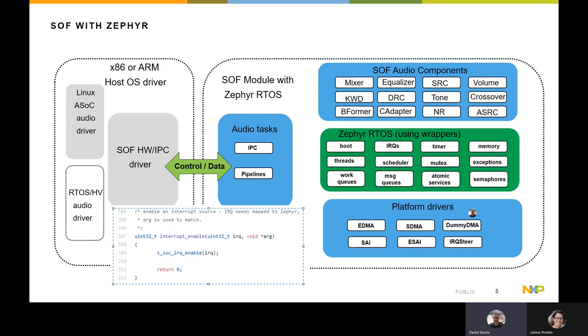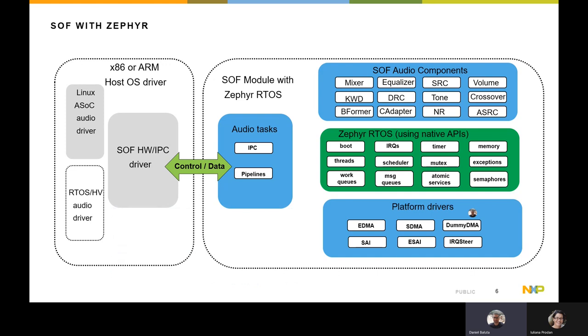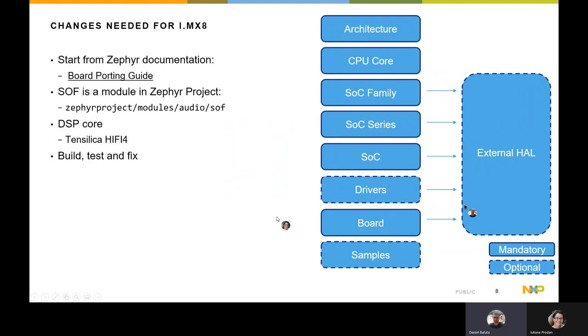So currently we are in this phase, but there are also next phases that will make use of the entire feature set of Zephyr. The next step is to get rid of the wrappers and replace all the wrappers with direct calls into Zephyr using the native API. So this is for the microkernel part. And in the future, we will remove the platform drivers from inside SOF and create them as standalone drivers inside Zephyr so that others could directly use them. And now, Juliana will tell you more about the work that we've done and the challenges that we've met.